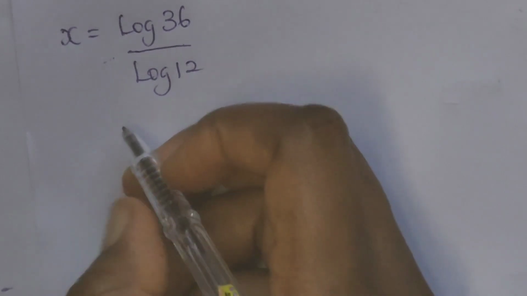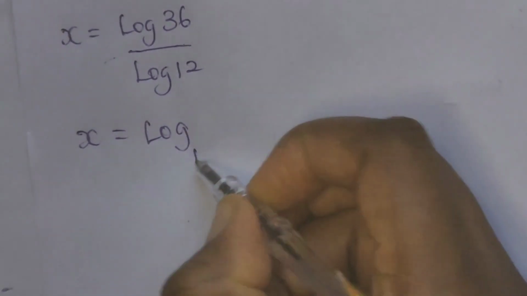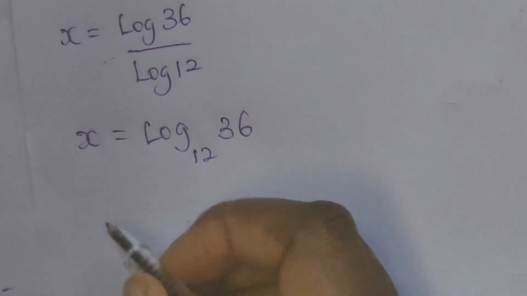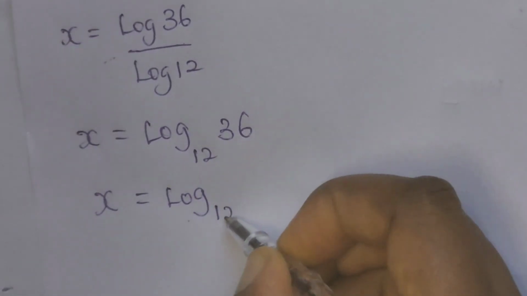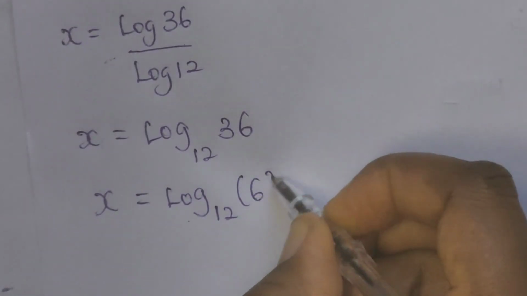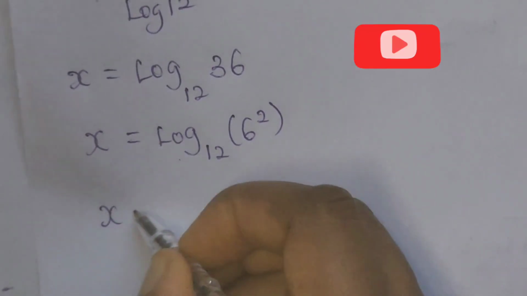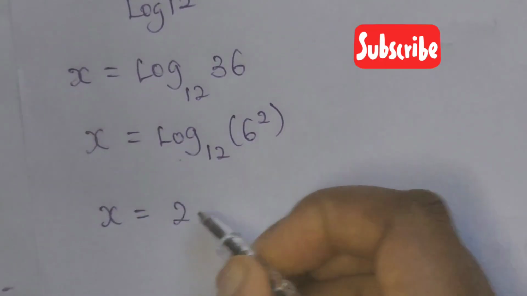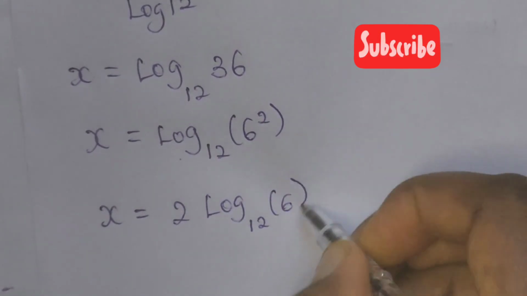So our x is equal to log to base 12 of 36, and x is equal to log to base 12 of 6 to the power of 2. So we'll conclude that x is equal to 2 times log to base 12 of 6.